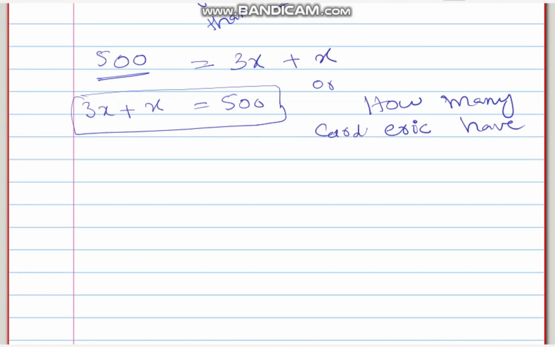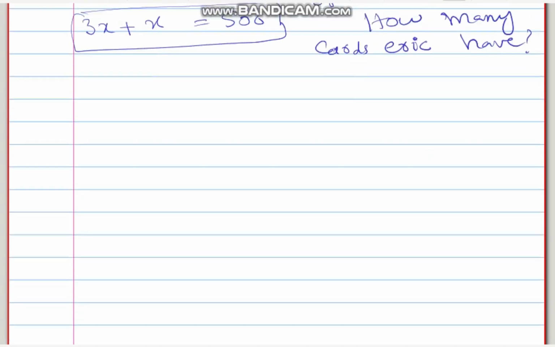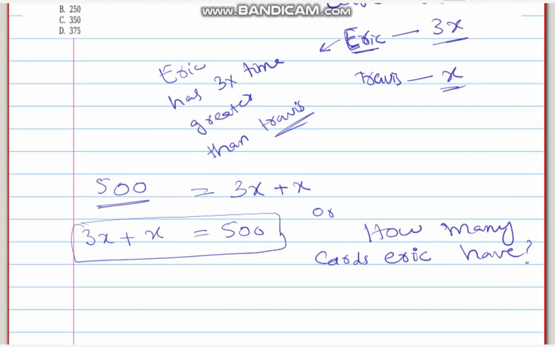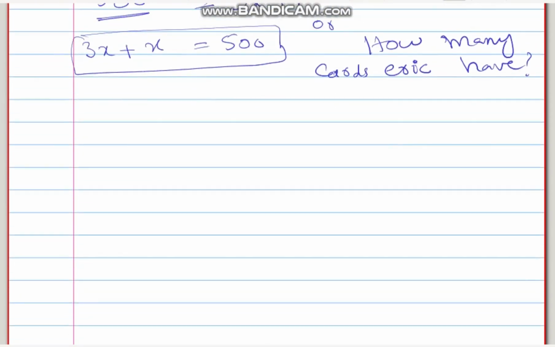This is your question, and please note one thing, dear students. What is unknown here? I told you in another lecture to please focus on the unknown in the question. The unknown here is x. So we have to just find x, and then we will multiply this x by 3, and then we will have Eric's cards. So let's solve the equation for x.